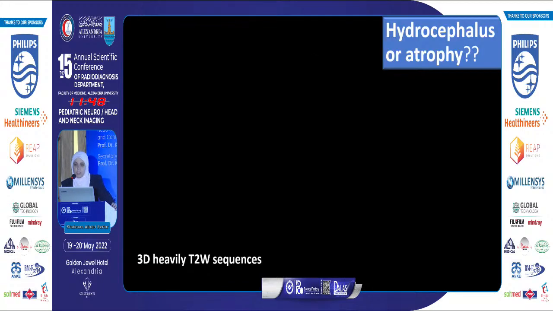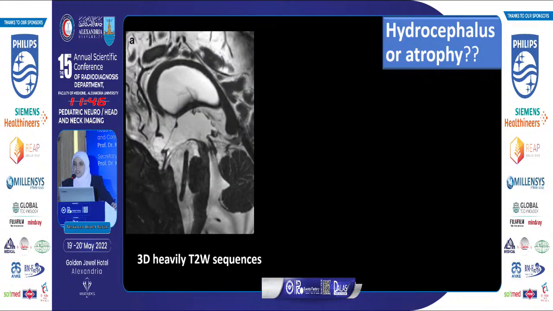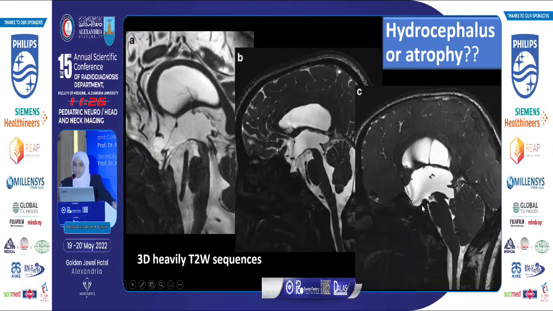Also the Evans index. So is this hydrocephalus or atrophy? We can see here dilatation of the subarachnoid space, and the recesses of the third ventricle are maintaining their normal acute configuration, the floor of the third ventricle and all the recesses. So this is ventricular dilatation ex vacuo, secondary to cerebral atrophy. However, the other two show different degrees of hydrocephalus.